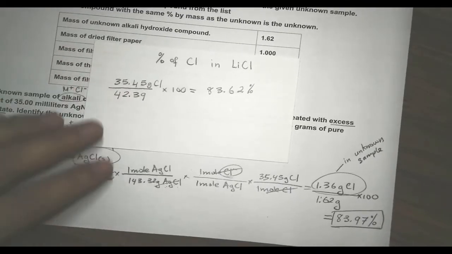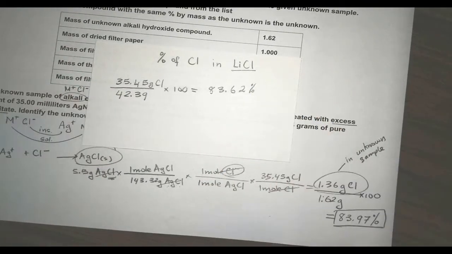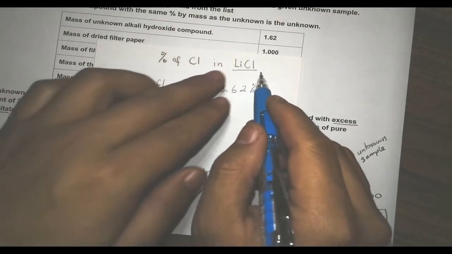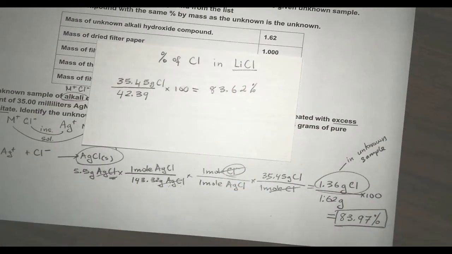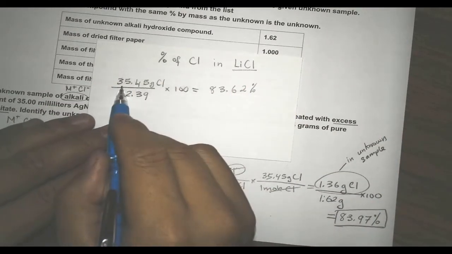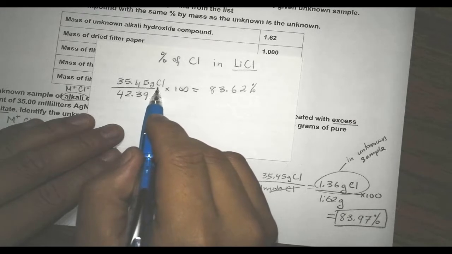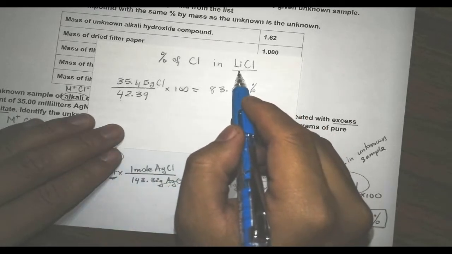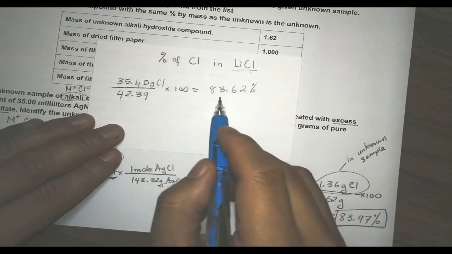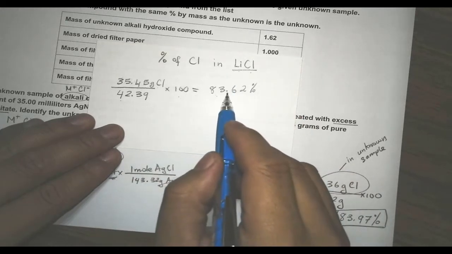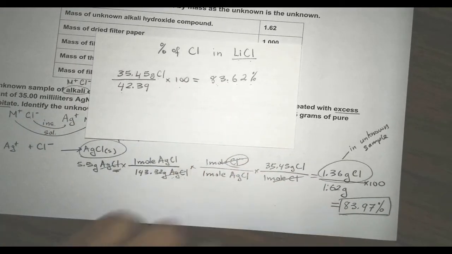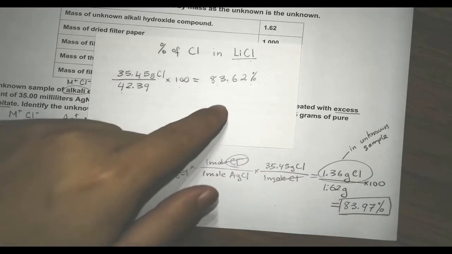So here I have lithium chloride, and I work relative to 1 mole. That way I can just take the mass of lithium and chloride combined from the periodic table. So here is the mass of 1 mole of chloride from the periodic table divided by the molar mass of this compound, lithium chloride, and we get 83.62%. Doesn't that look very similar to that? Okay, so that's for lithium chloride.